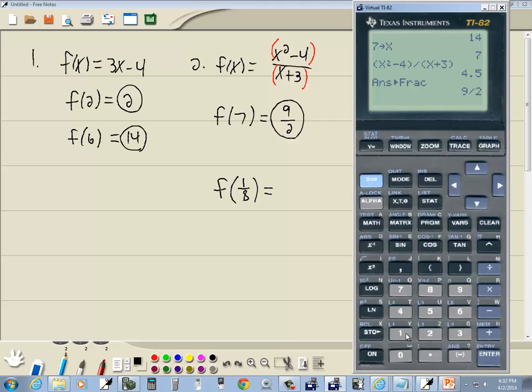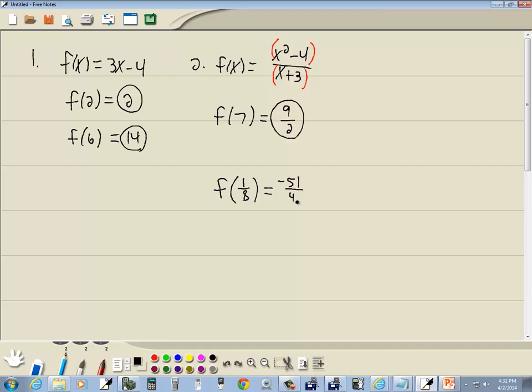Well, first off, I'm going to store 1/8 into x. So I'll do 1 divided by 8, and I'll press my store, and then I'll do my x, and then press enter. And now I'll do a second enter and second enter. It'll cycle through my different choices. Second enter again. There it is. And now press enter. And we get this. Well, now we do math, enter, enter. And that tells us the answer is negative 51 over 40.